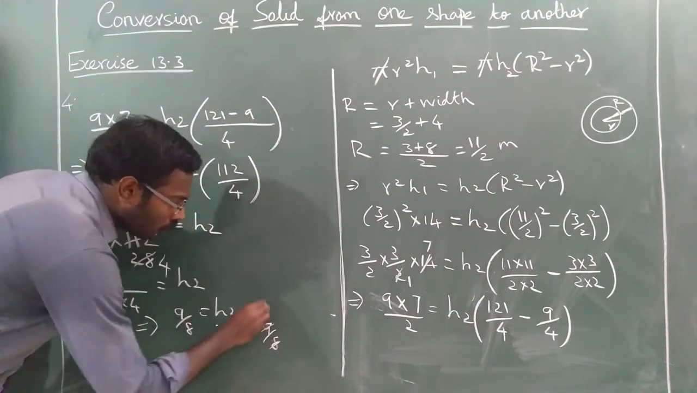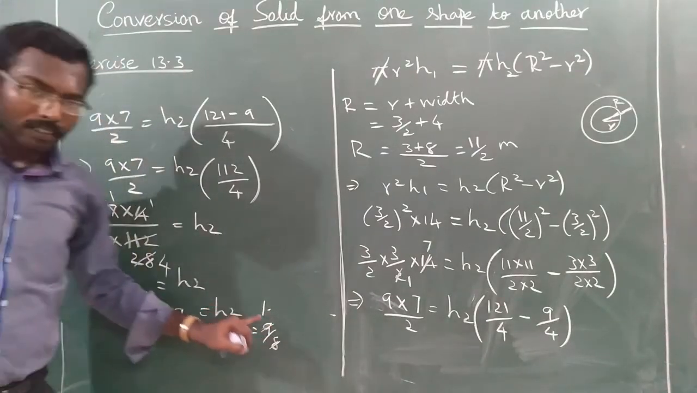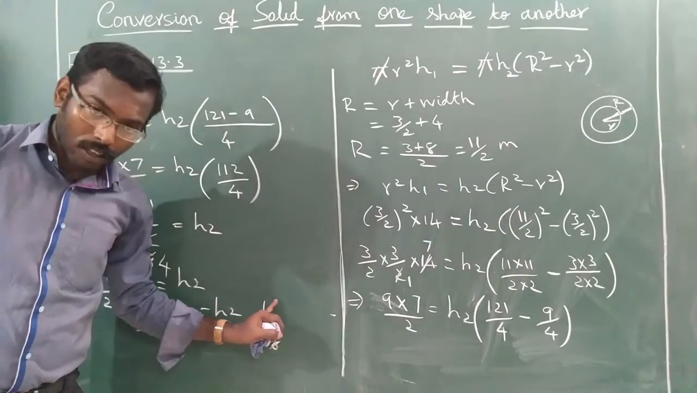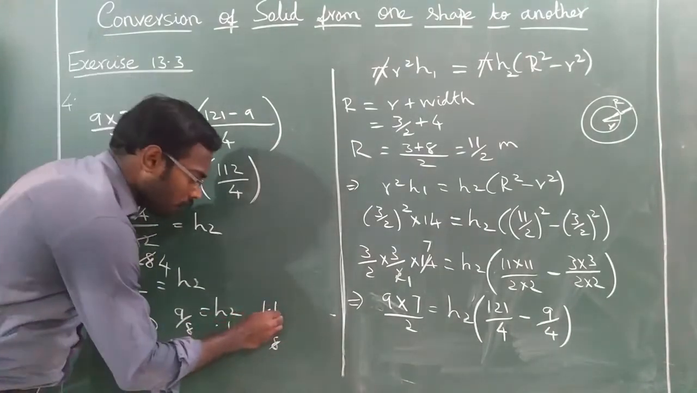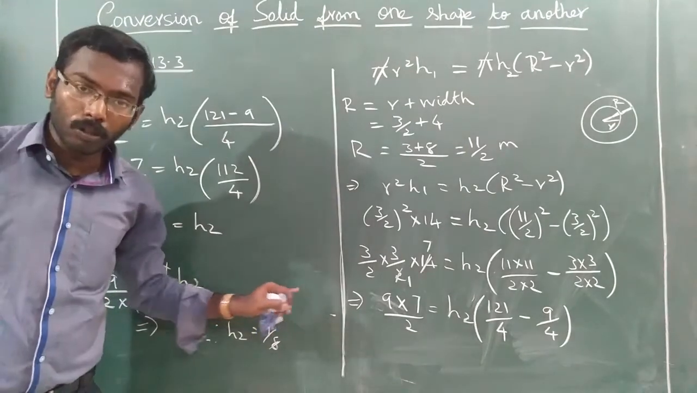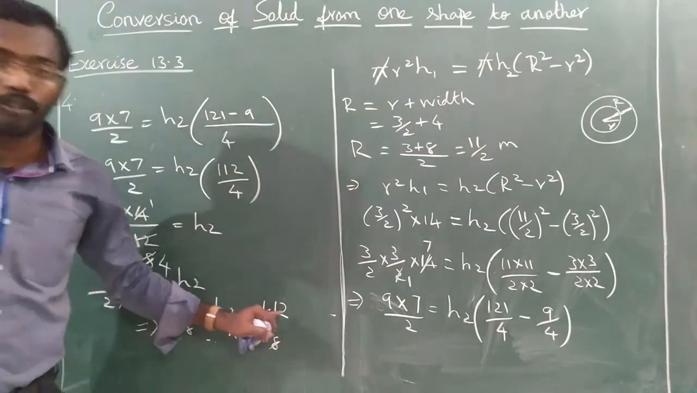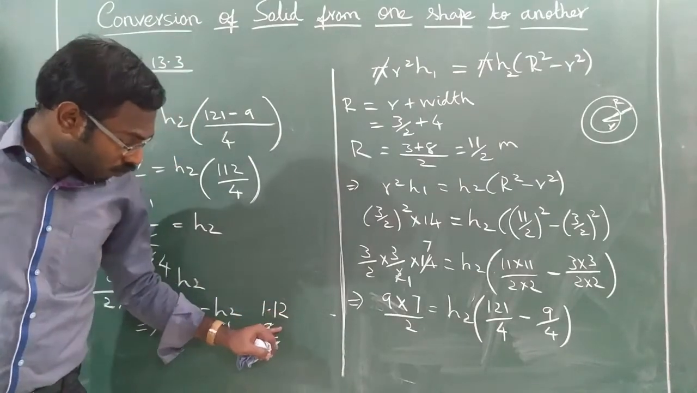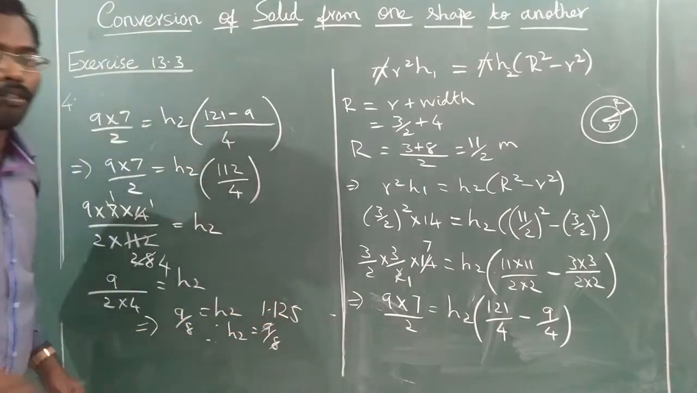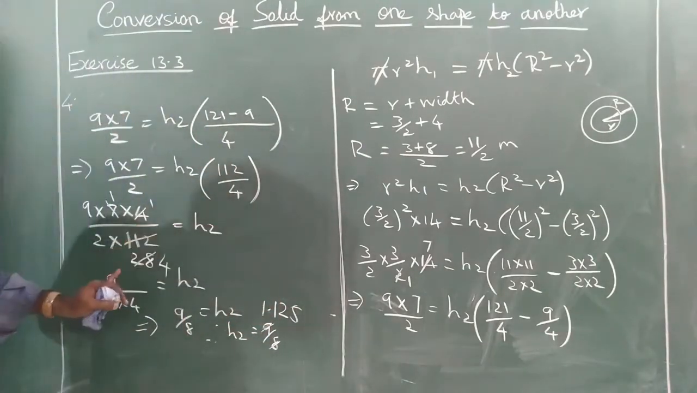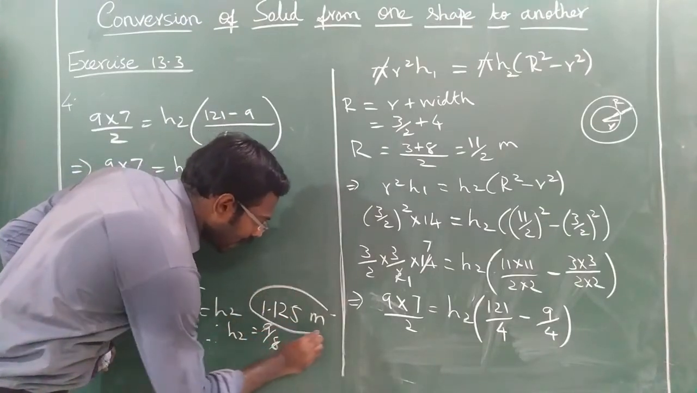In 9, 8 is there only 1 time. Then remaining 1, put 1 point 0, 10. 8 is there 1 time. Then remaining 2, 20. 2 8s are 16. 2 times, remaining 4, 40. 5 8s are 40. So the answer is 1.125. The unit, this is height, isn't it? The unit is meter. Understood or not? This is the answer.